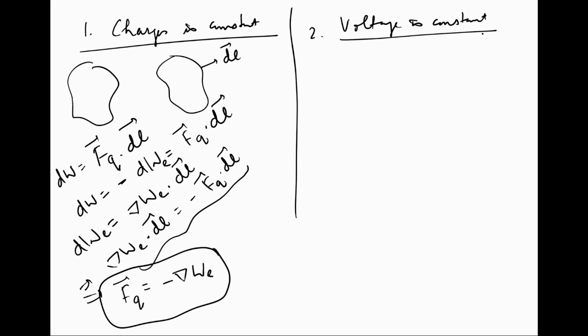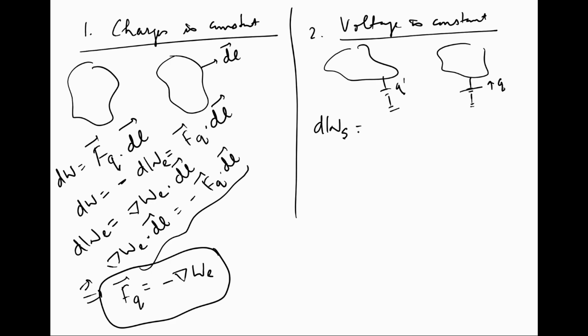Now let us see what happens when the conductor voltages are constant. It means that we are connecting some source to them to keep their voltage constant, and these sources are going to supply some charge whenever required so that potentials are kept constant. So the work done, or energy supplied by the source, will be equal to the charge supplied into the voltage of the conductors.